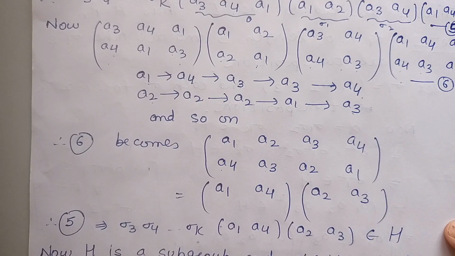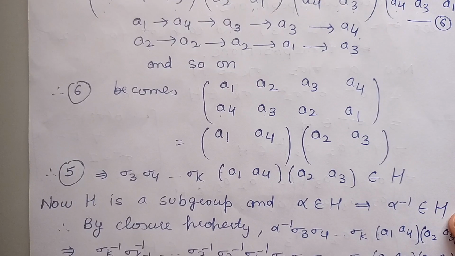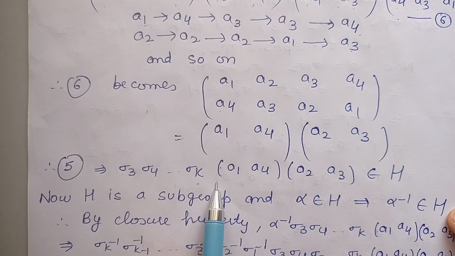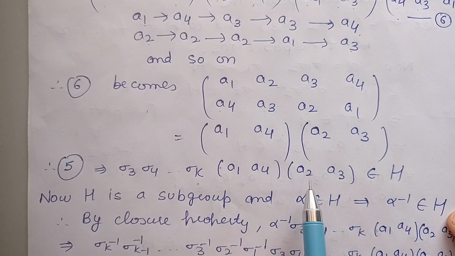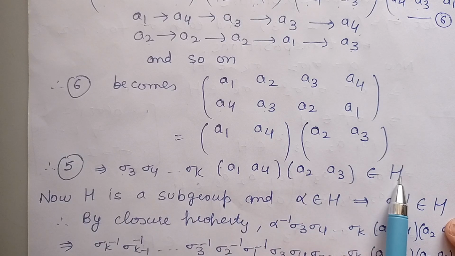We can substitute that value in equation number 5. So fifth equation becomes sigma 3 into sigma 4 into sigma 5 up to sigma k into the cycle consisting of A1 and A4 into the cycle consisting of A2 and A3. This product belongs to H.